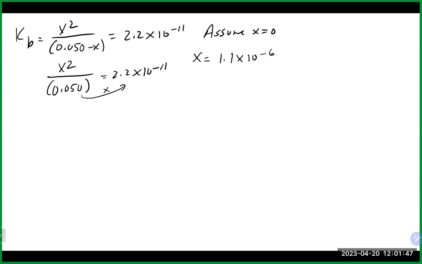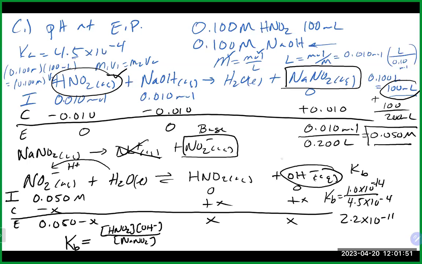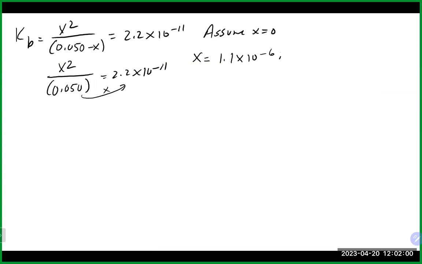So this would equal, though, if you remember, if we come back to our ICE table, that is not going to equal the H plus, but it is going to equal the OH minus. And that is what that guy will equal. That's going to allow us to get into the pOH: minus the log of 1.1 times 10 to the minus 6.